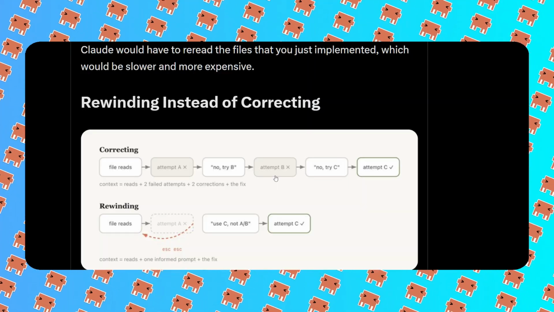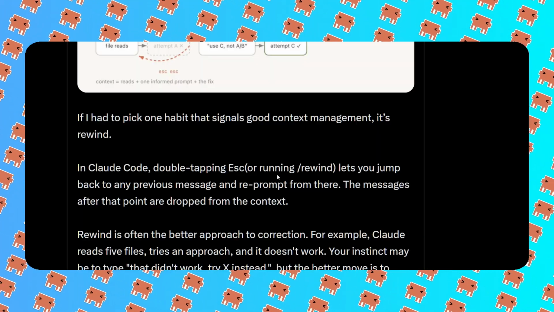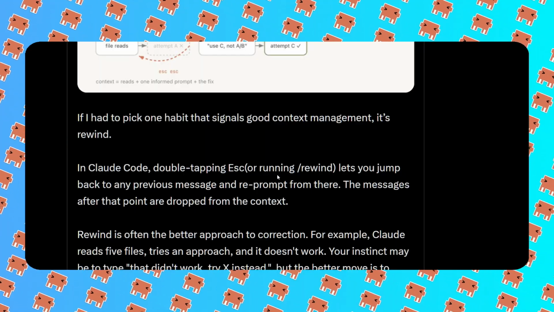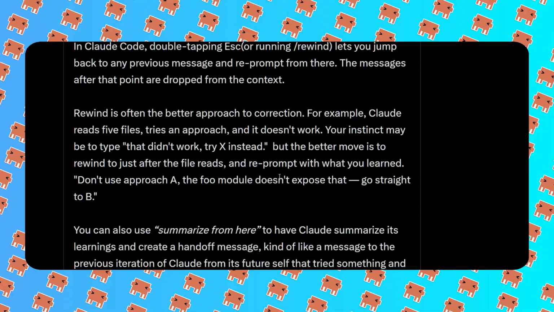So let's look at rewinding instead of correcting. If you had to pick one habit that signals good context management, it's rewind. In Claude Code, double tapping escape or running the rewind lets you jump back to any previous message and reprompt from there. The messages after that point are dropped from the context, freeing up the context window, helping with usage limits, and therefore helping with model degradation. Rewind is often the better approach to correction.